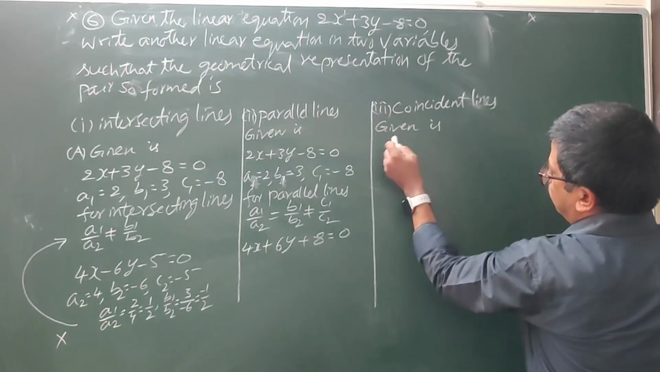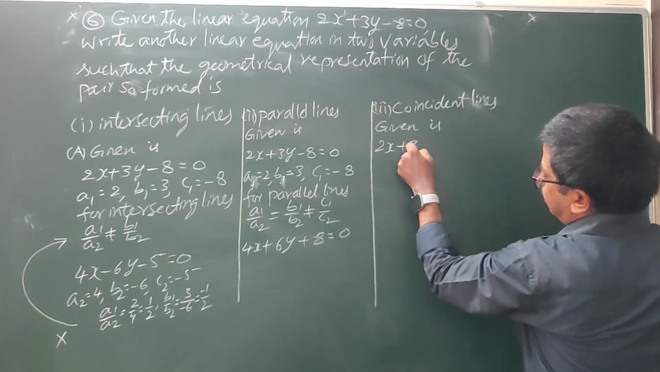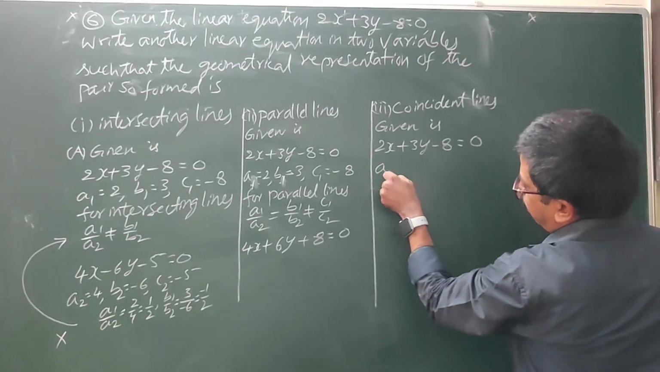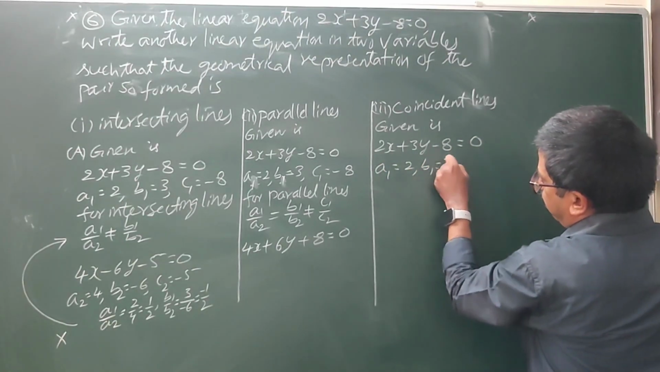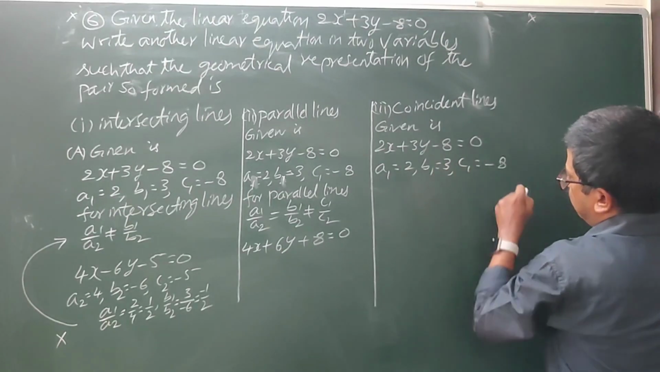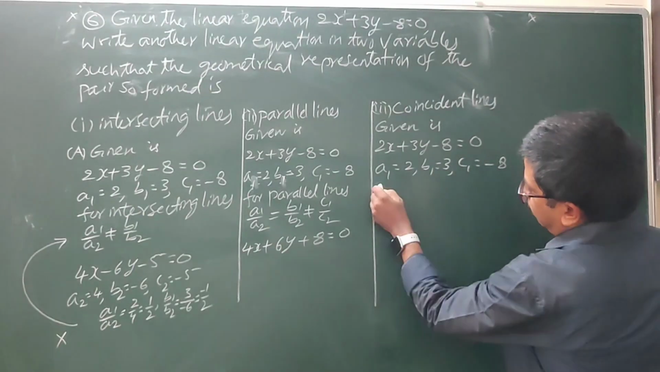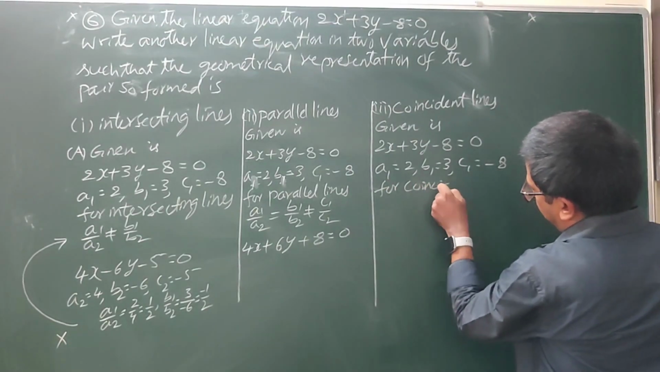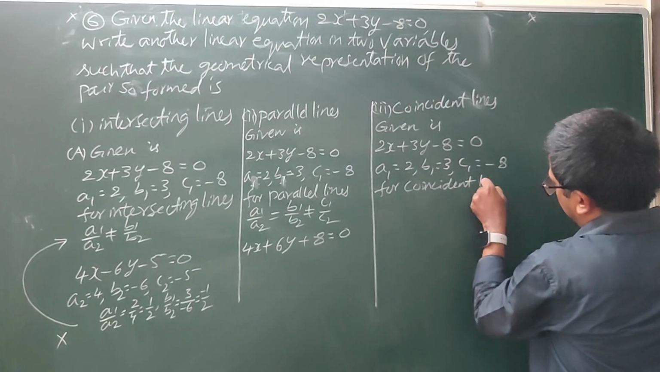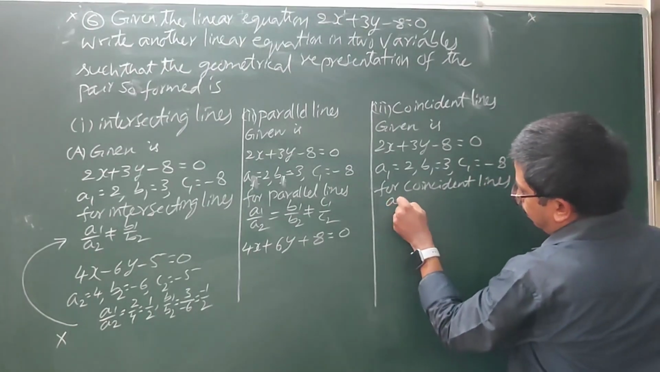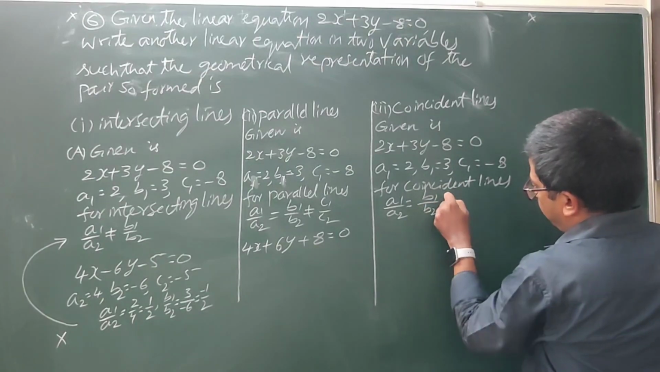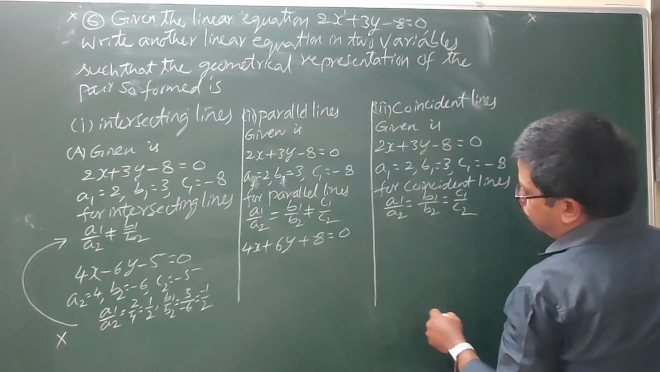given is 2x plus 3y minus 8 equal to 0, a1 equal to 2, b1 equal to 3, c1 equal to minus 8. For coincident lines, all the three ratios must be equal. a1 by a2 equal to b1 by b2 equal to c1 by c2.